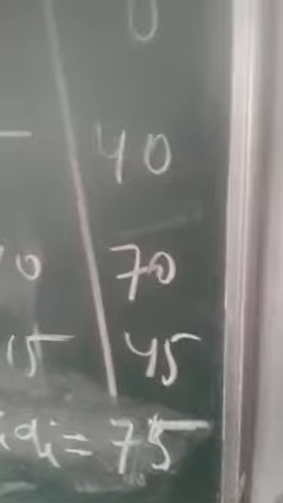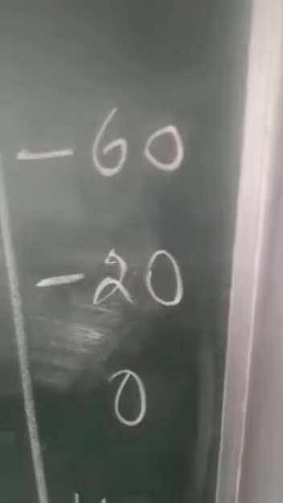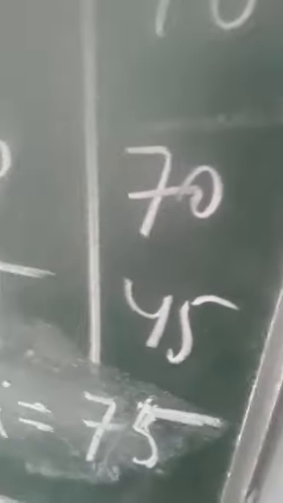Now we will find the sum of all fi and di. We will see that there are two negative terms, minus 60 and minus 20. It gives us minus 80. When we simplify it with the positive terms, which are 40, 70 and 45, we see that the difference will be equal to the final sum, 75.